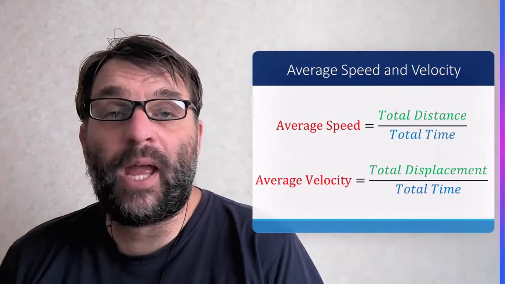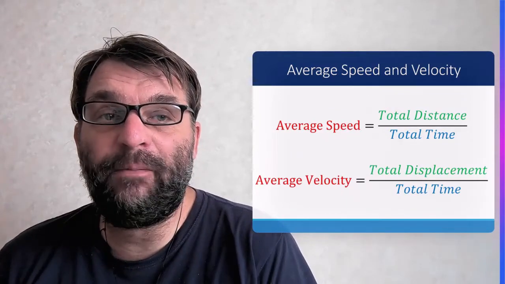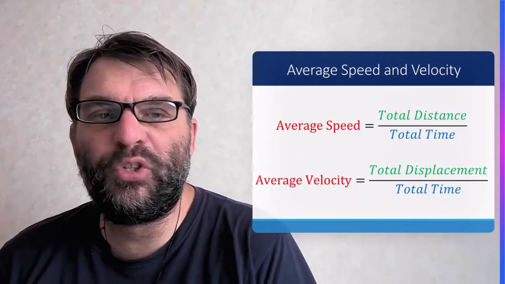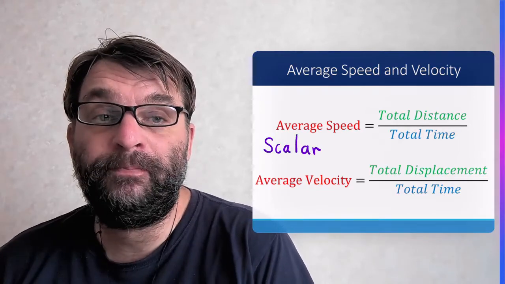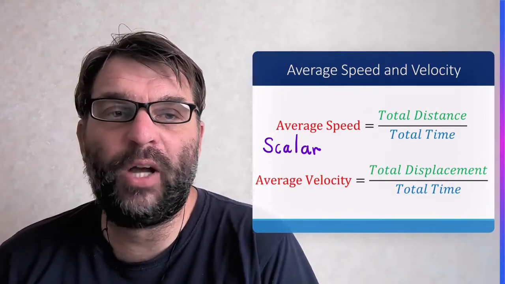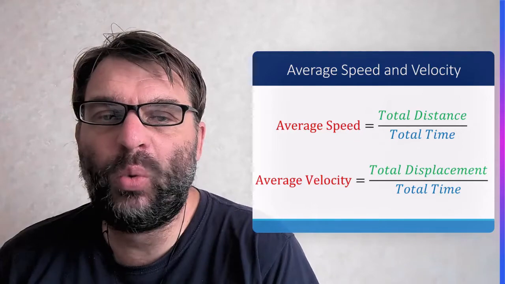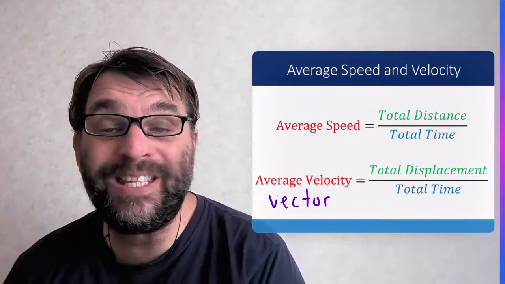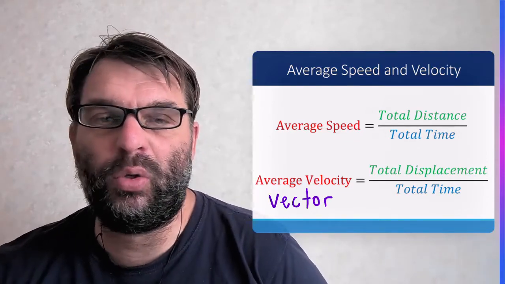So this is the difference between average speed and velocity. Average speed is the total distance traveled divided by total time, whereas average velocity is the total displacement divided by total time.